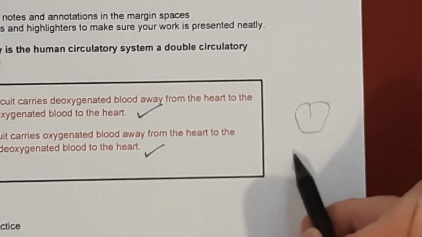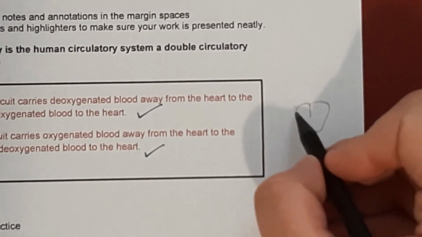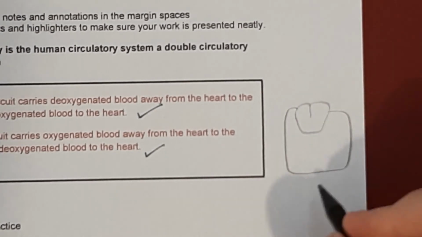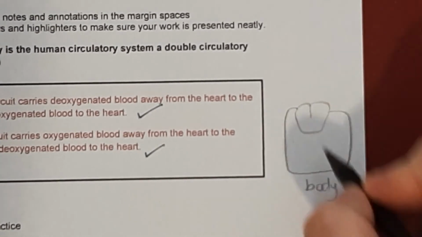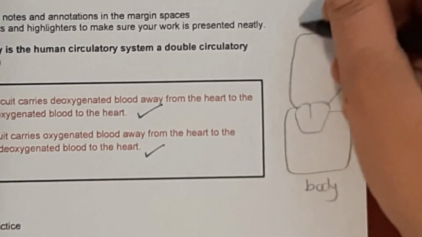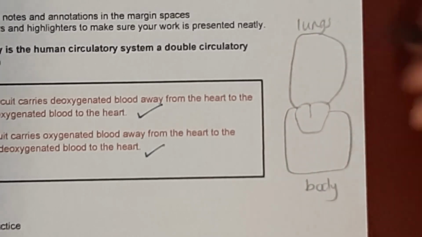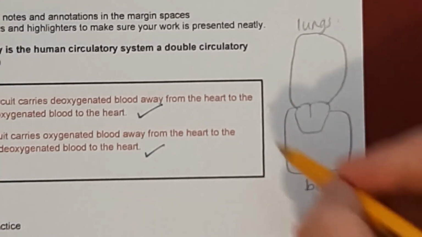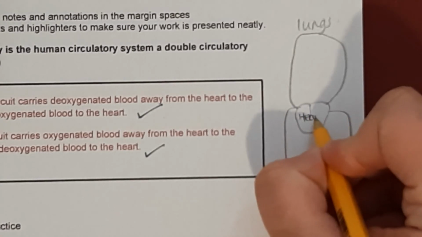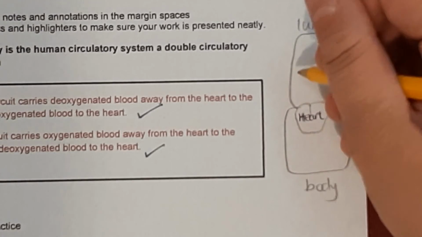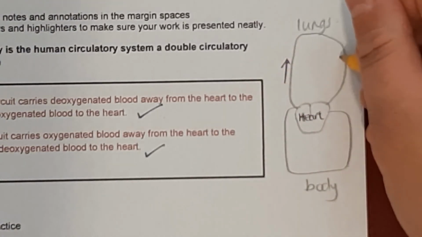Okay, that's a very crude rendering of a heart, but it'll be the heart. And there are 2 circuits here. We've got to the body and we've got to the lungs. So that could be the basics of your diagram. It doesn't need to be special, doesn't even need to have a pretty shape. And then you would need to put some arrows on here to show the direction.